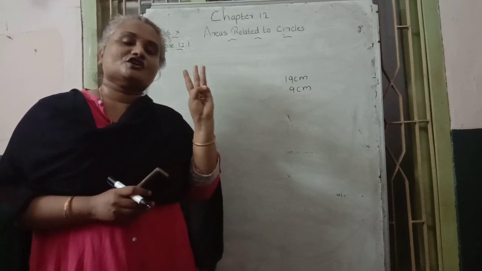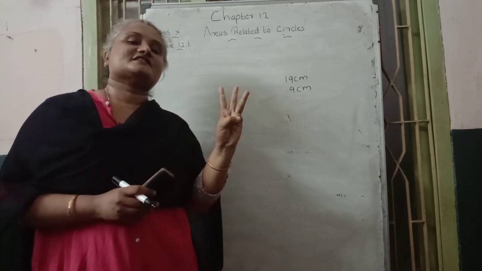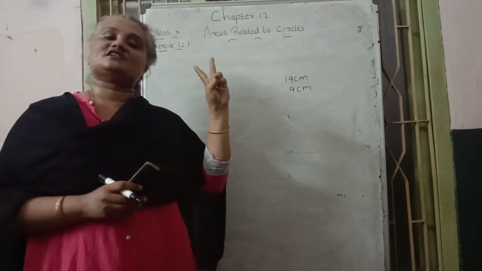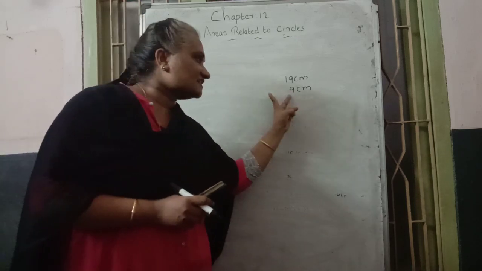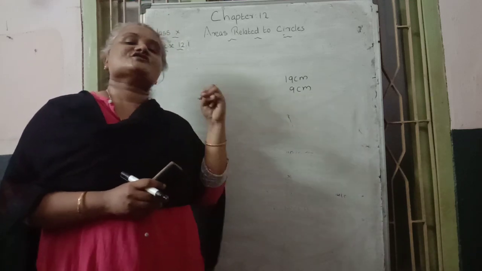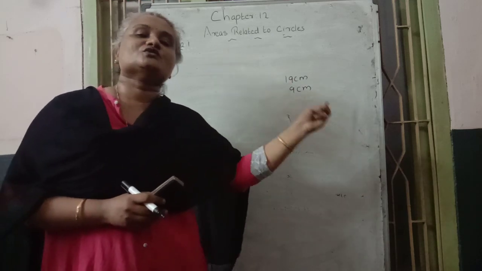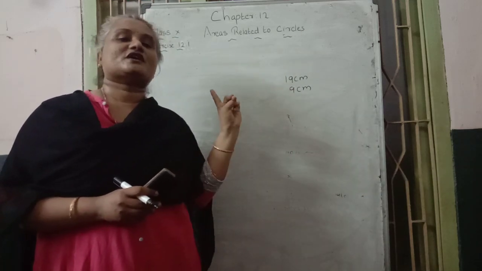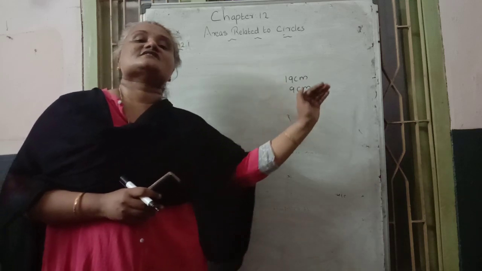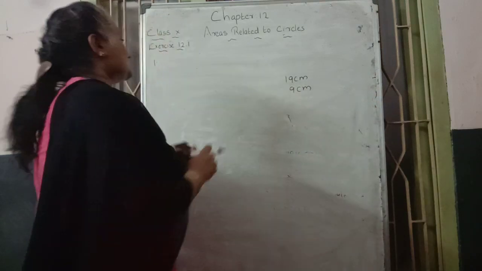So now we have identified that there are 3 circles. The first circle's radius is given as 19, the second circle's radius we consider as 9. The third circle's radius we want to find with the help of the clue they gave: the circumference of the third circle is equal to the sum of the circumferences of the other two circles.